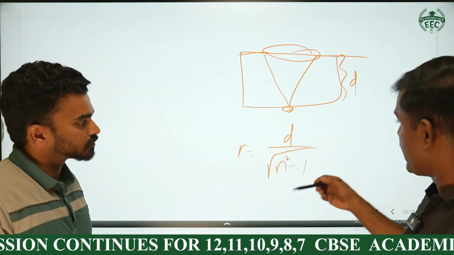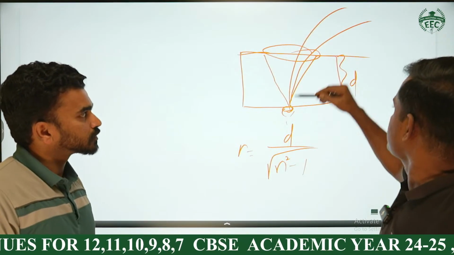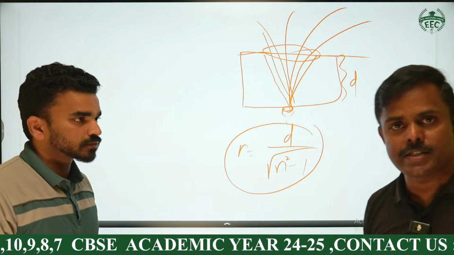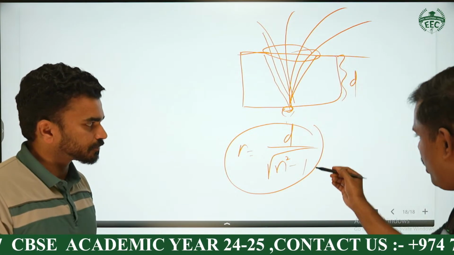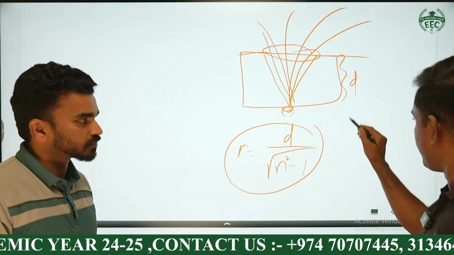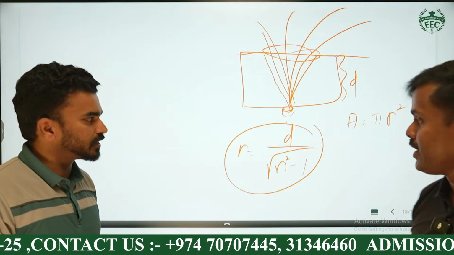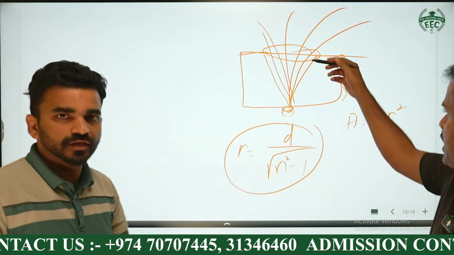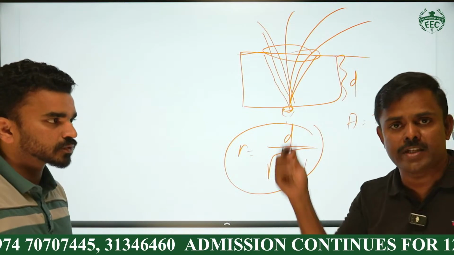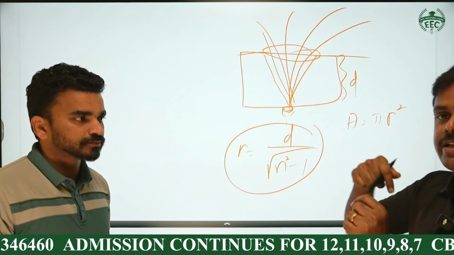Or another one: imagine a bulb is kept here. What is the area through which light is coming out? This can be asked as a derivation: R is equal to d by root of n square minus 1. Or they will give the d value and n value, and you can find the radius. If you find the radius, area will be pi r square. In some cases d is also given as h. It is important: the radius of the circular area through which light is coming out, or through which a fish underwater sees the outside world.